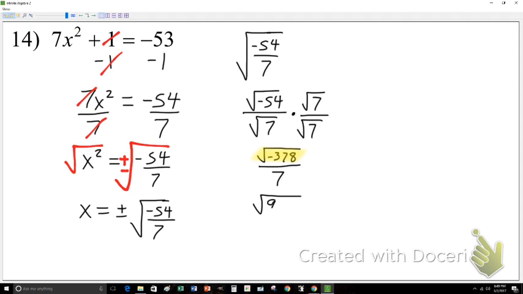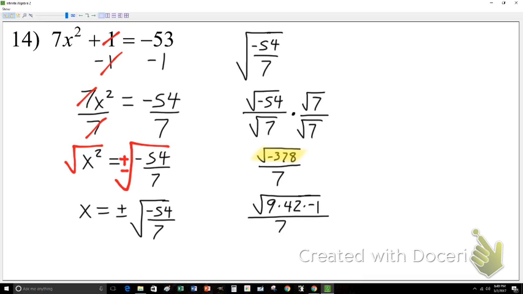So if we factor out a 9, we're left with 9 times negative 42. And of course, I could, if I want to, break off a negative 1 off the 42 as well. So I could write that as 9 times 42 times a negative 1 if I want to, all over the number 7.